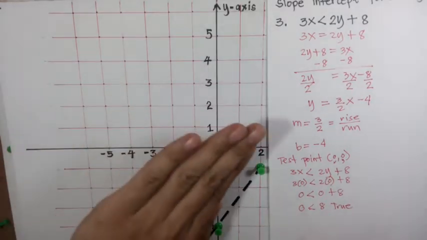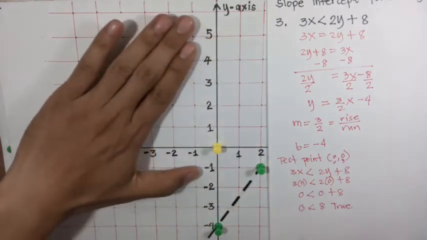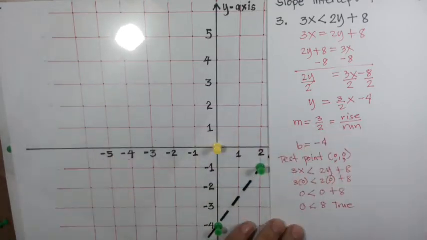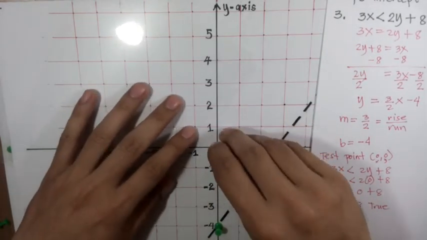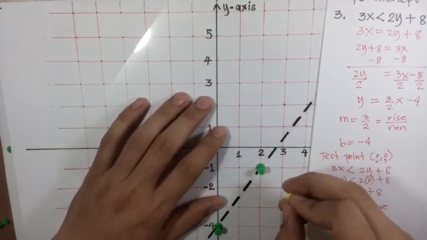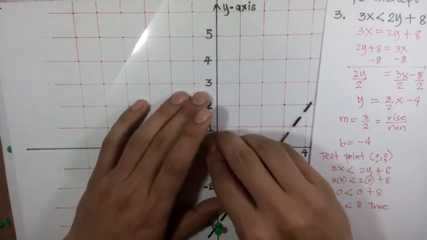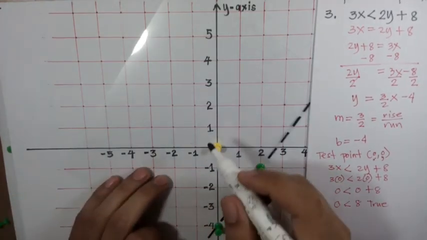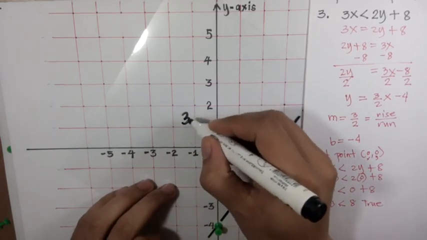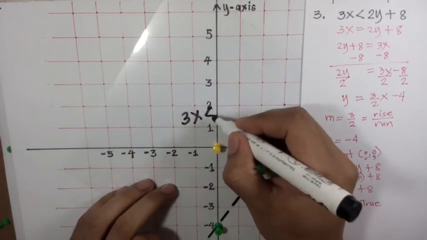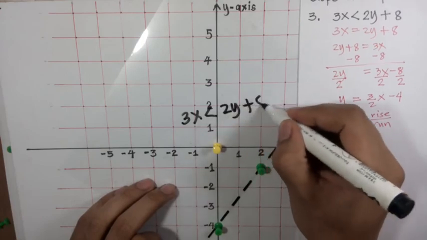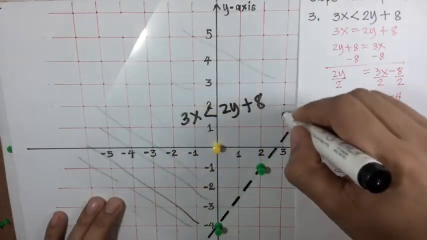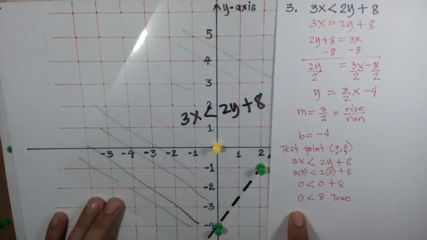So if this is the solution, all the points here on this part are the solution of the inequality that we have. So here I'll just remove this one because this part is the solution. So here now, okay, so this is the graph. I will just write the inequality that we have, that is 3x is less than 2y plus 8. So all this part are the solution of the inequality that we have based on the test point. Okay.